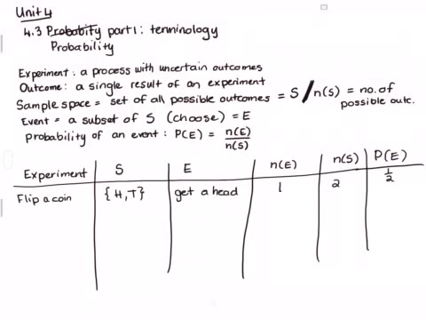Now think about it. It's pretty logical. If I flip a coin, the chance of getting a head is 1 out of 2. We just say it without thinking. What if I flip 2 coins?